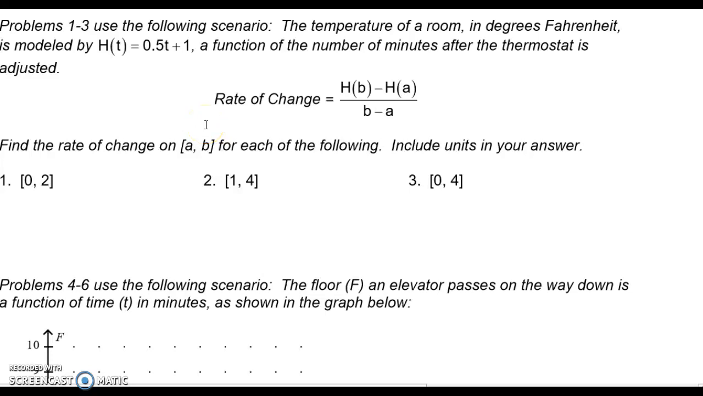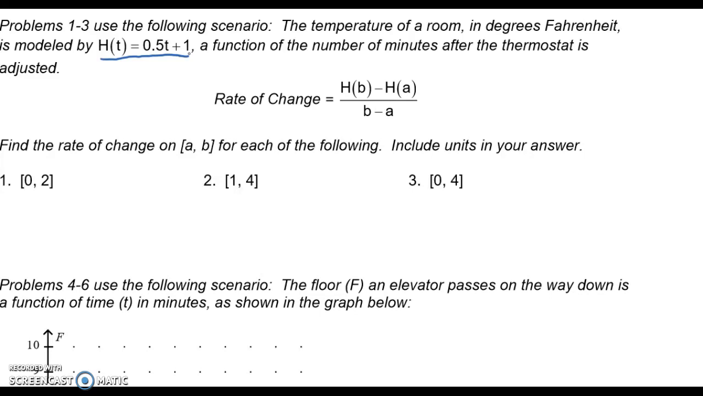In this video, we're going to explore the average rate of change of a function. So in the first three problems, we're given a situation here. It says, the temperature of a room in degrees Fahrenheit is modeled by h of t equals 0.5t plus 1. So there's my function. h is my output, which is the temperature of the room, and then t is my input, which is the time after the thermostat was adjusted, in number of minutes. And what we want to do is find the average rate of change on particular intervals.